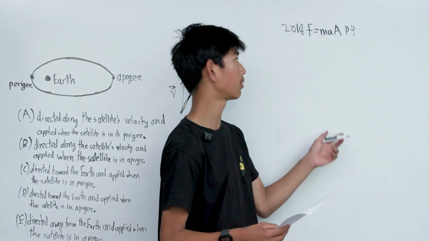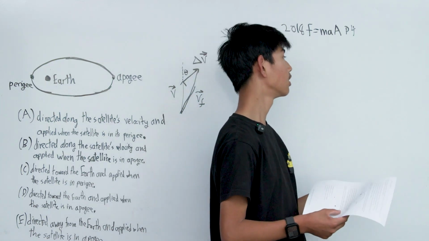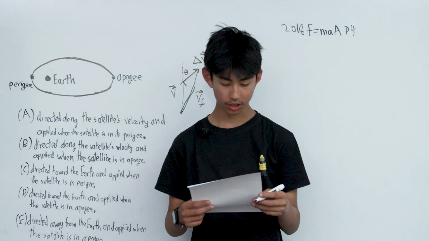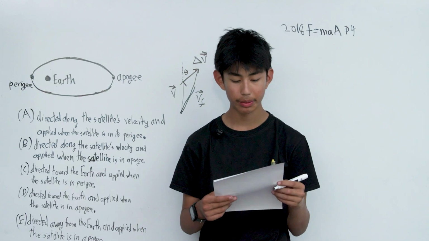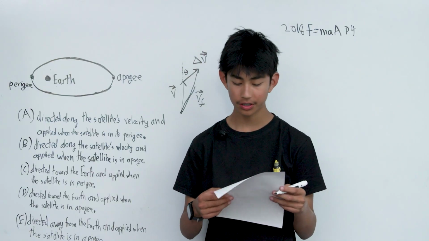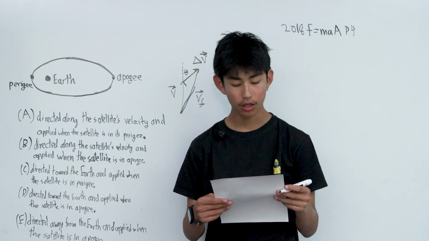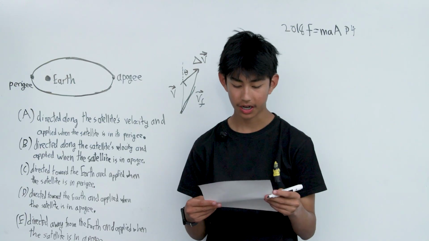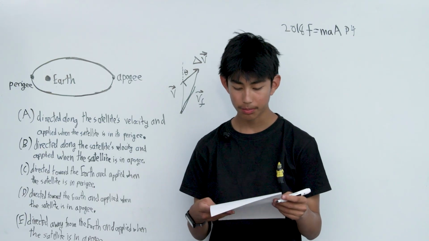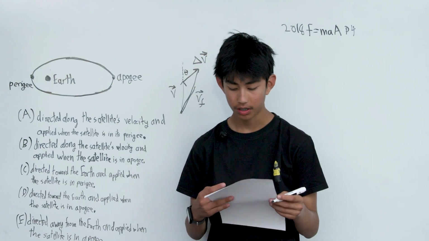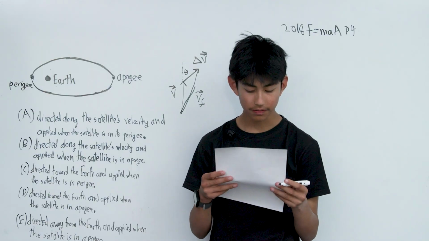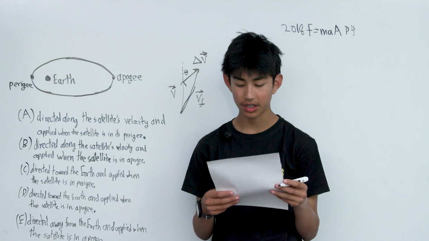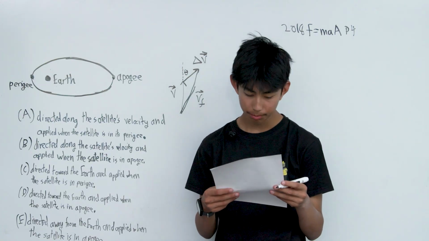We're solving problem 4 from the 2018 F equals MA exam A. A satellite is following an elliptical orbit around Earth. Its engines are capable of providing a one-time impulse of a fixed magnitude. In order to maximize the energy of the satellite, the impulse should be A, directed along the satellite's velocity and applied when the satellite is in its perigee.